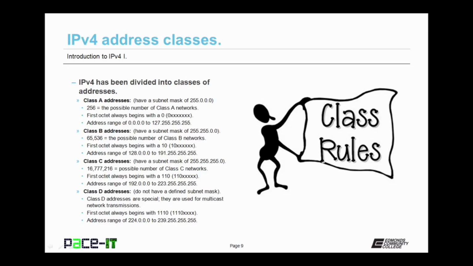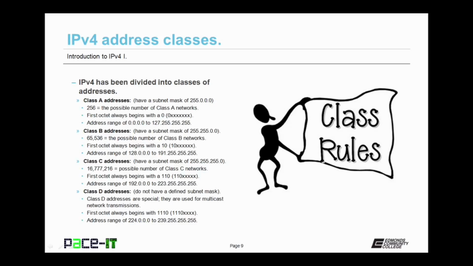Now that we have that covered, let's move on to IPv4's address classes. IPv4 has been divided into classes of addresses. There's Class A, Class B, Class C, Class D, and Class E. Now you only really need to know about classes A through D, so let's cover those now. Now, a Class A address always has a subnet mask of 255.0.0.0. This gives us 256 possible Class A networks.